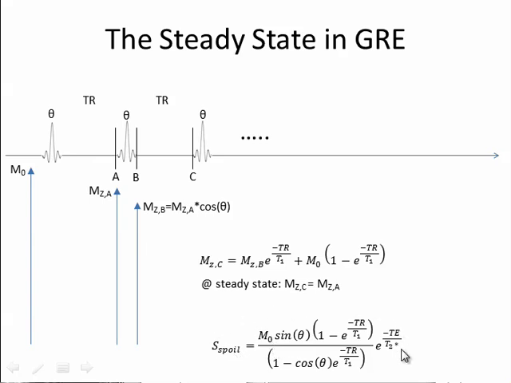So this is the signal equation for this type of sequence. We can use this to predict what the signal would be in certain tissues. If you knew the T1 and the T2 star of the tissues, just by applying TR, TE, and a certain flip angle, you could predict what the tissue contrast would be.